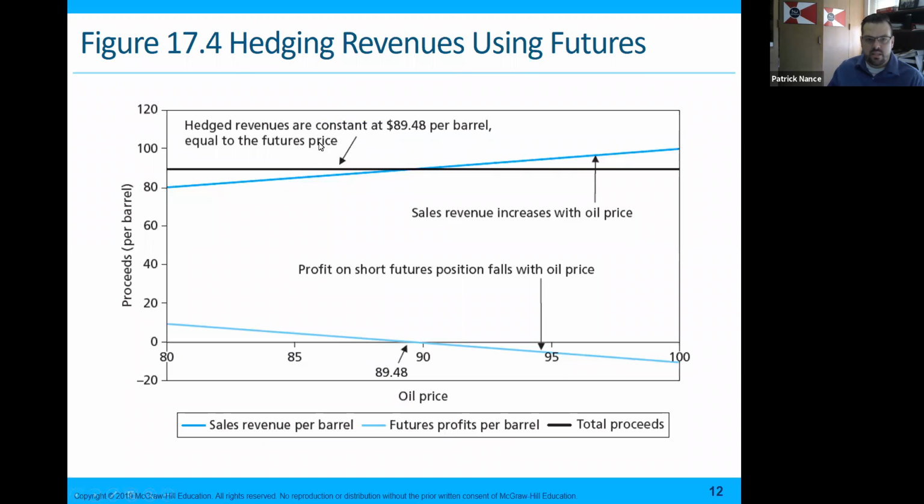So this is revenues are constant at $89.48 per barrel. This is the proceeds per barrel for the, and I believe this is using crude oil. And as the sales revenue increases when the oil price increases, profit on the short futures falls with the oil price. 89.48 you can see is where these lines cross, and that would be the futures price in this case, 89.48. So think about this like I agreed to buy a certain number of barrels at $89.48 at a given point in the future, and so when the price goes either over or under the 89.48 is when my position changes depending on the short or the long.